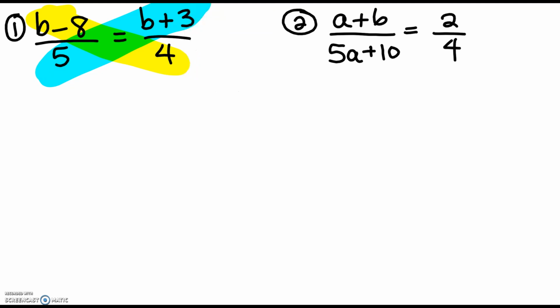So, let's just set up the first equation, okay? And it doesn't matter whether you would write the blue side on the left and the yellow side on the right. It doesn't really make a difference. Okay, I'm going to start out by saying 5 times (b + 3) is equal to 4 times (b - 8).